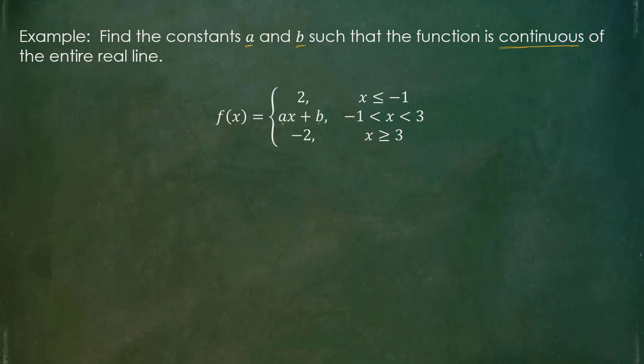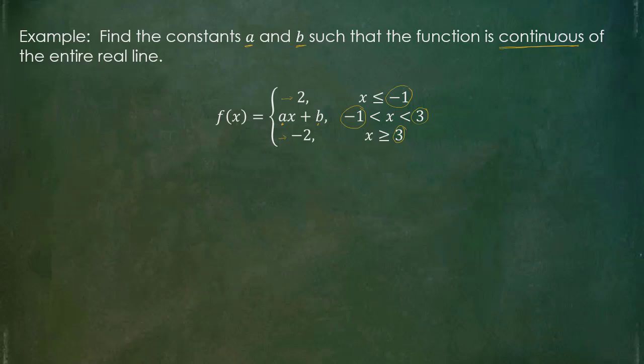I just need to basically look at the places in question. The places in question are what's happening at -1, and then also what's happening at 3. Is there some form of jump or asymptote or hole? I just need to find some way to make it such that the ax plus b here in the middle picks up at 2 initially and then stops when I get to -2, such that it would then be continuous.